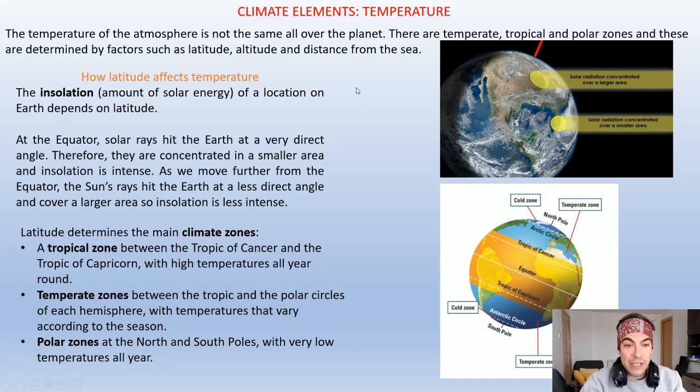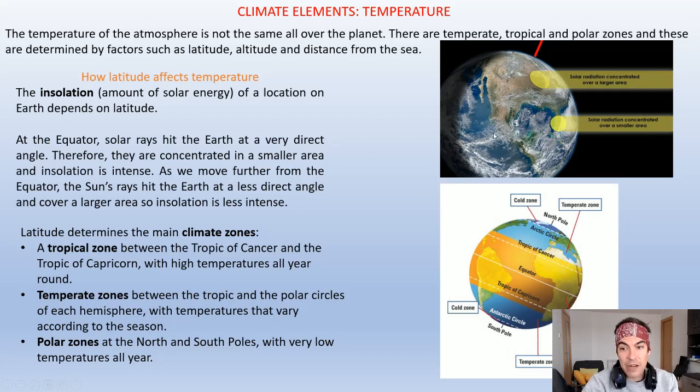So what do we have to know about the temperature? We know that in the atmosphere the temperature is not the same all over the planet. We have temperate, tropical and polar zones, and these are determined by factors such as latitude, altitude and distance from the sea. So first, how latitude affects temperature. We have to know this concept, insolation. The insolation is the amount of solar energy that reaches the Earth. This is measured in a location on Earth and it depends on the latitude.